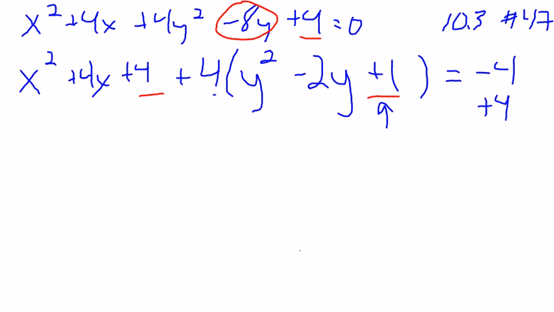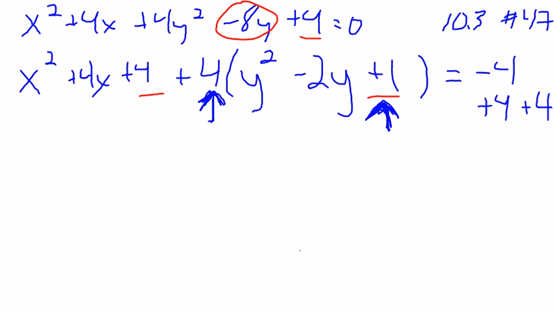Now, here's what you don't want to do. You don't want to just add 1. The reason why I don't want to just add 1 is because this 1 right here is being multiplied by 4. So by inserting the 1 here, I'm not really adding 1, I'm adding 4 times, because there's parenthesis 1. So I need to add 4, not 1 to both sides. It's an easy mistake to make.